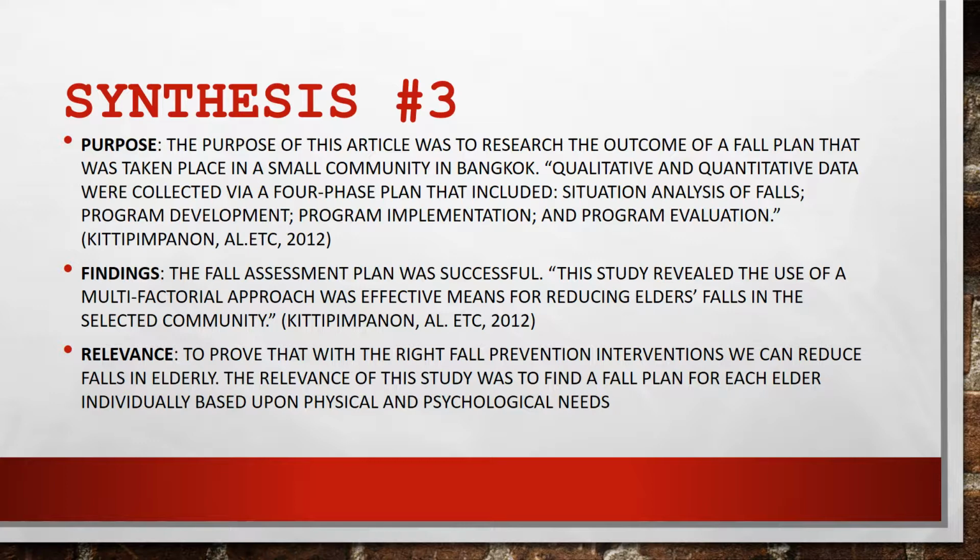The findings: the fall assessment plan was successful. The study revealed that the use of a multifactorial approach was an effective means for reducing falls in elders in the selected community. The relevance of this study was to prove that this fall prevention intervention reduced falls in the elderly, by finding a fall plan for each elder individually based upon physical and psychological needs.